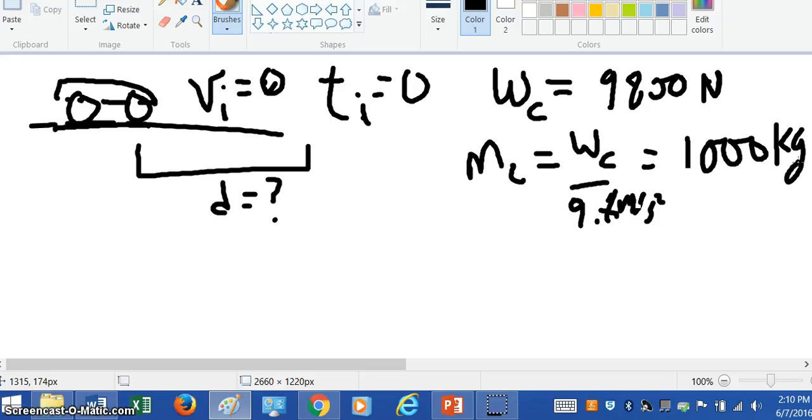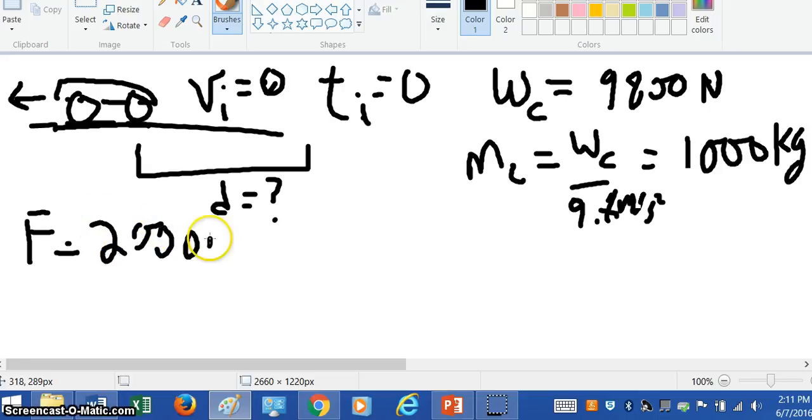And let's say that we apply a force. The car's engine applies a force, and of course it's going to apply a force in this direction. So let's say the force is measured to be 2,000 newtons. That's the force of the tires against the road, 2,000 newtons. So what I want to do is figure out, first of all, how far does the car travel?